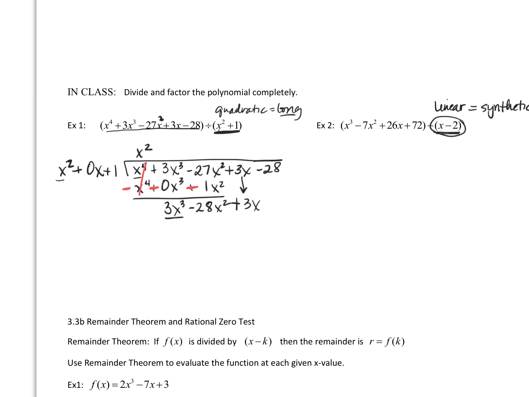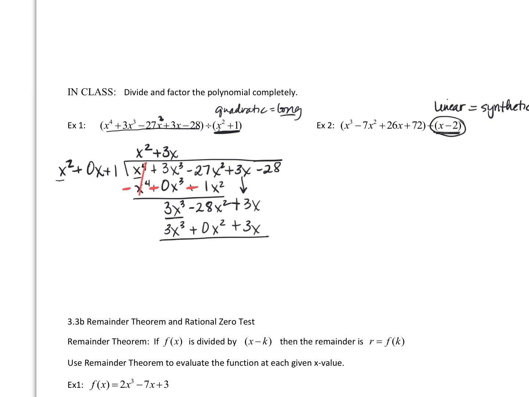Okay, I have 3x to the 3rd. What do I need to multiply x squared by to get 3x to the 3rd? 3x. A positive 3 and an x. So it'd be a plus 3x. Then I'm going to distribute just like we did before. 3x times x squared gives me 3x to the 3rd. 3 times 0 is still 0, but then there's my x squared term to keep everything lining up correctly. Plus 3x.